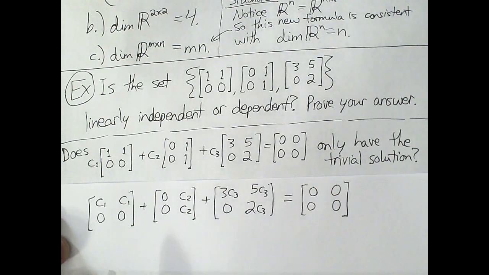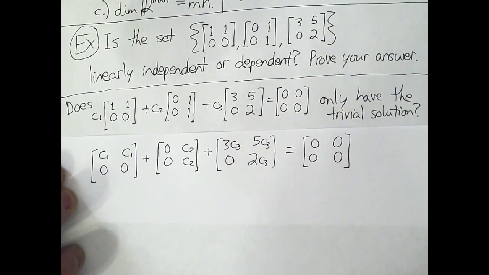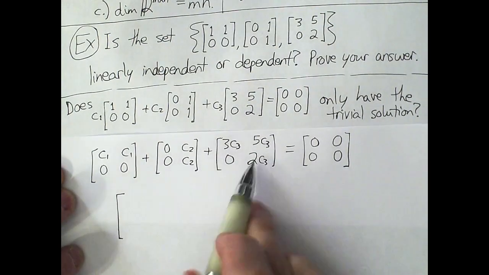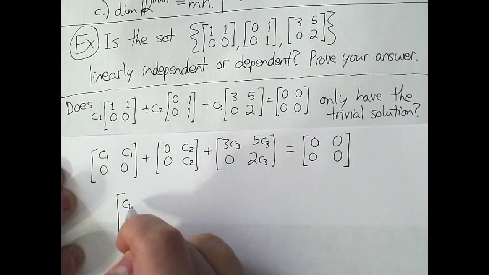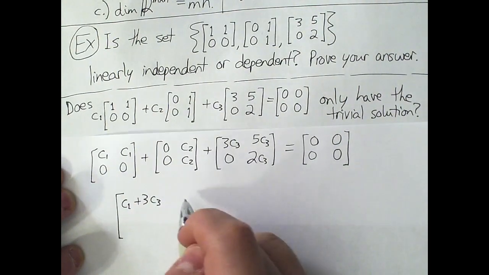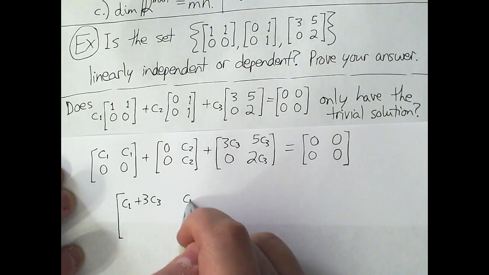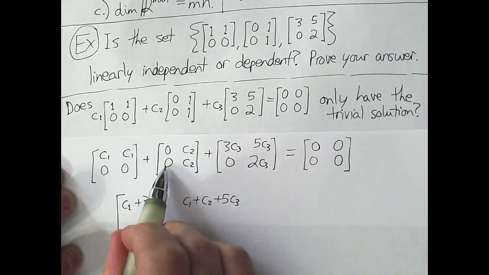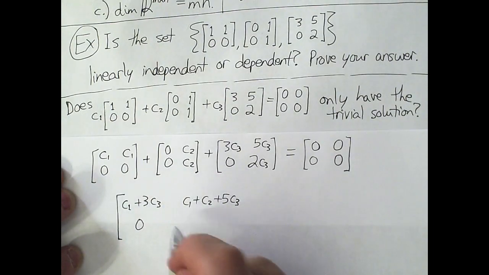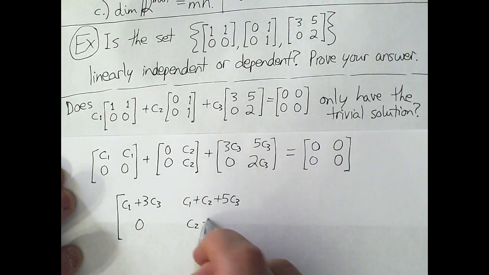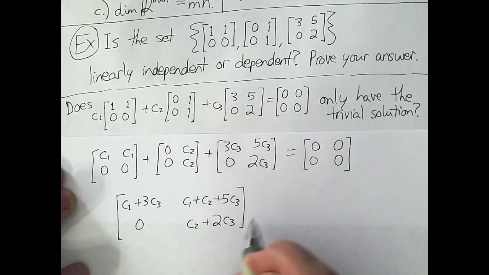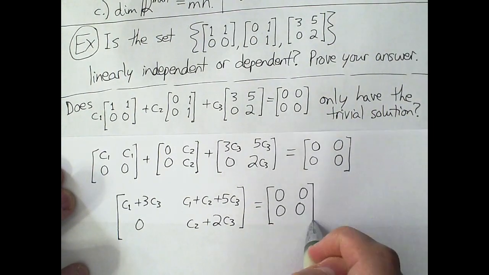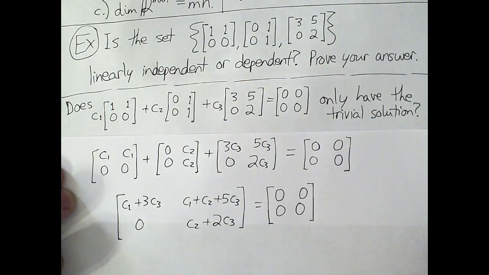What is the left-hand side? We can add these together, can't we? Add up all 3 of these, and you should get C1 plus 3C3. Over here, you get C1 plus C2 plus 5C3. Over here, you get 0 plus 0 plus 0, so just a 0. And then over here, C2 plus 2C3. And it's still the same question as above. Does this equation only have the trivial solution?